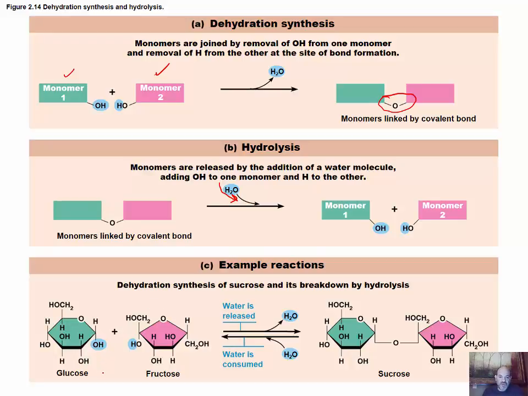Sucrose is made of 2 simple sugars, one called glucose, and the other fructose. Both of them are 6-carbon sugars, but you can see here the OH on one sugar, the glucose, and the H from fructose are going to be removed in the equivalent of water, forming a covalent bond here. And this gives us sucrose.